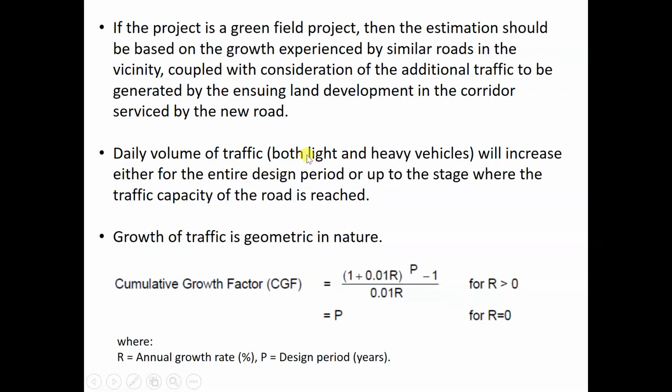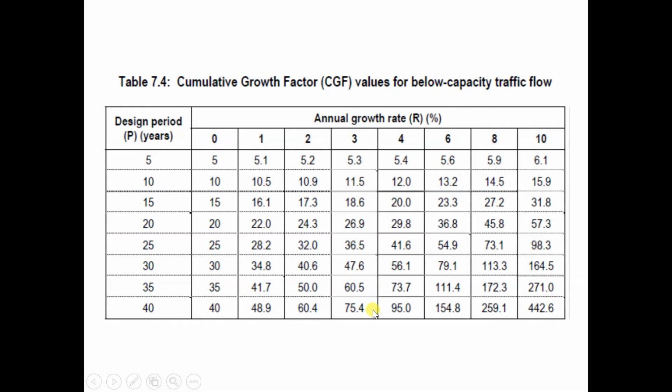Daily volume of traffic, both light and heavy vehicles, will increase either for the entire design period or up to the stage where the traffic capacity of the road is reached. So the growth in traffic is geometric, and this is a formula, the cumulative growth factor. So based on the design period, whether 5 up to 14 years, and the growth rate, 0 to 10 years, you can find out the annual growth rate.